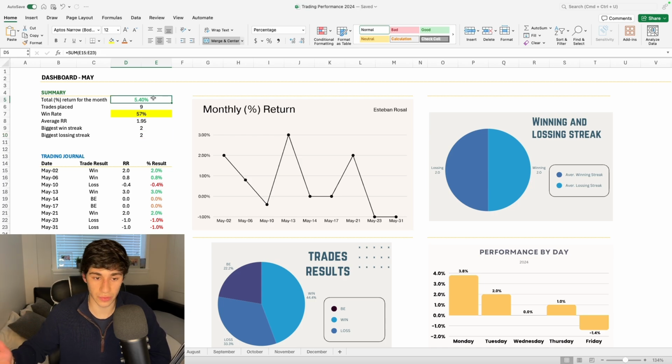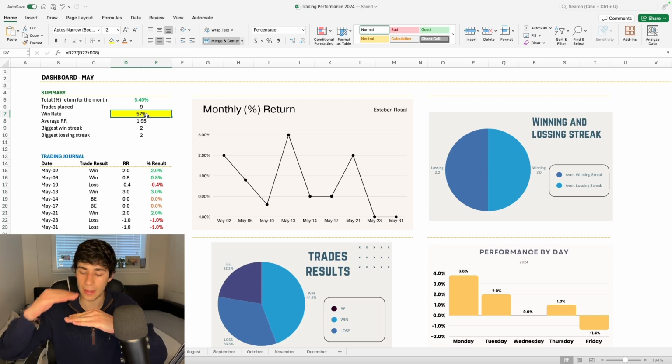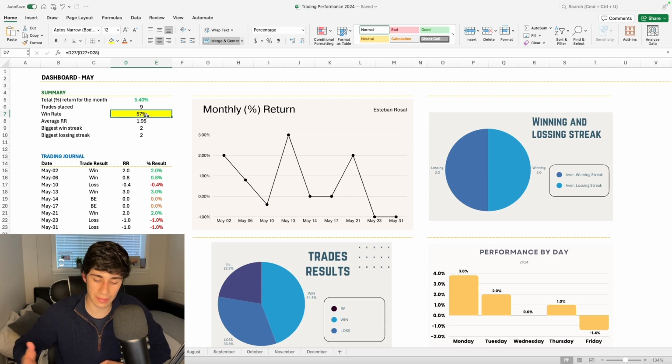So the result for the month was 5.4% profit with 9 trades placed, with a win rate of 57%. It's also important to mention that the win rate doesn't include the break-evens. Usually my break-evens, I win, but I win a very small percentage, because if I move my stop loss to break-even, so let's say this is my stop loss, right? I've moved my break-even a little bit above my entry point, which basically means that I get stopped out with a small profit, but in my opinion, and to be honest with myself, I don't consider that a win. So that's why I don't put it in a win rate.